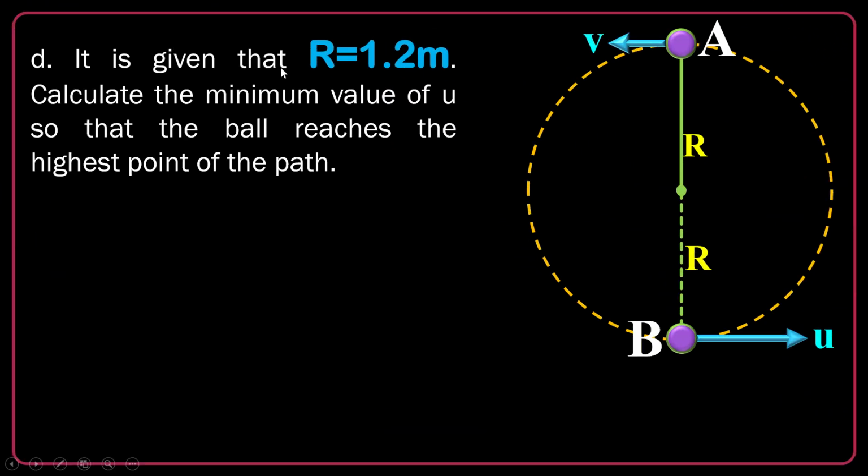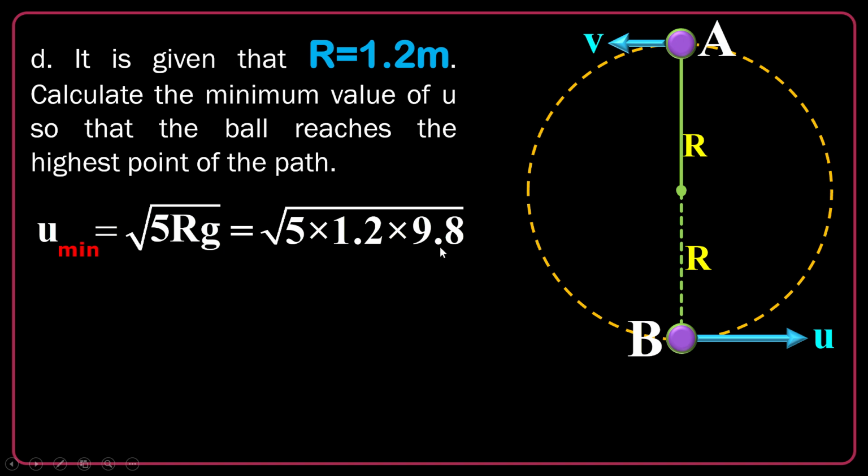Part D. It is given that the radius is 1.2 meter. Calculate the minimum value of u so that the ball reaches the highest point of the path. This is just a substitution of values. We use the previous formula. Minimum u is the square root of 5rg. Radius is 1.2 and g is 9.8, gravitational acceleration. So the minimum speed at the bottom point is 7.7 meters per second.